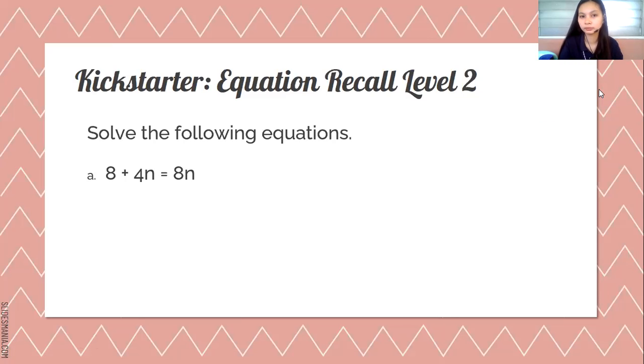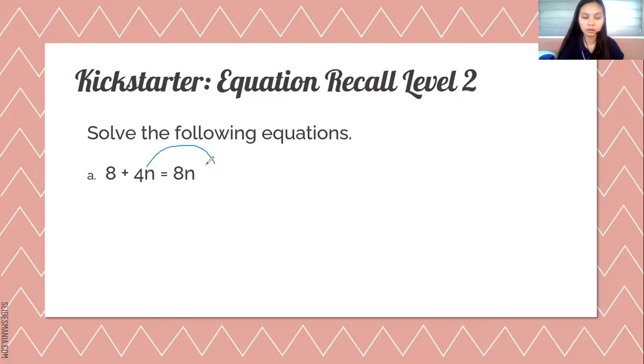Ma'am, yung 4n po, i-transpose sa kabilang side. So, magiging negative 4n na po. Then, isi-simplify na po. So, magiging 8 is equals to 4n na po, ma'am. Then, i-divide po both sides sa 4 po. Since nga po, ayun yung kasama ng n. So, magiging, ang answer na po is 2 is equals to n po. Okay. Very good, Maxine. So, ganun lang po.